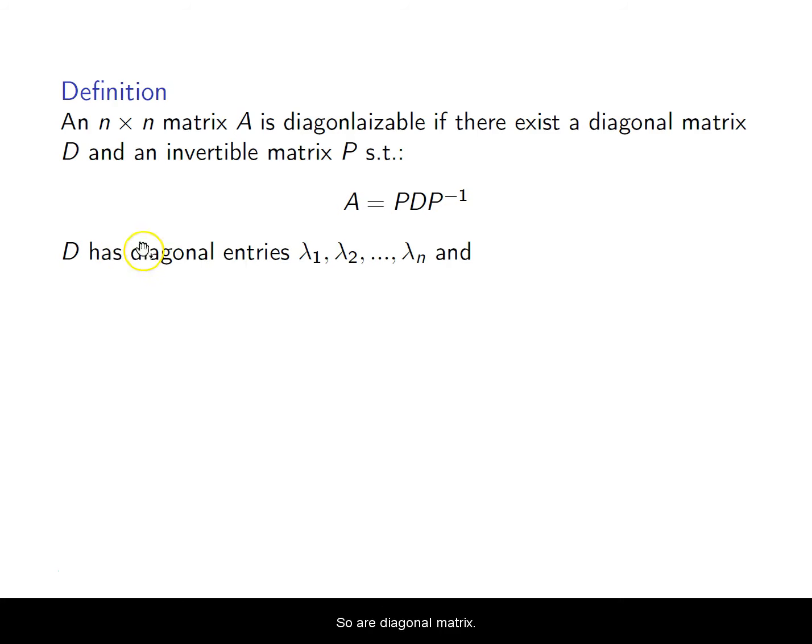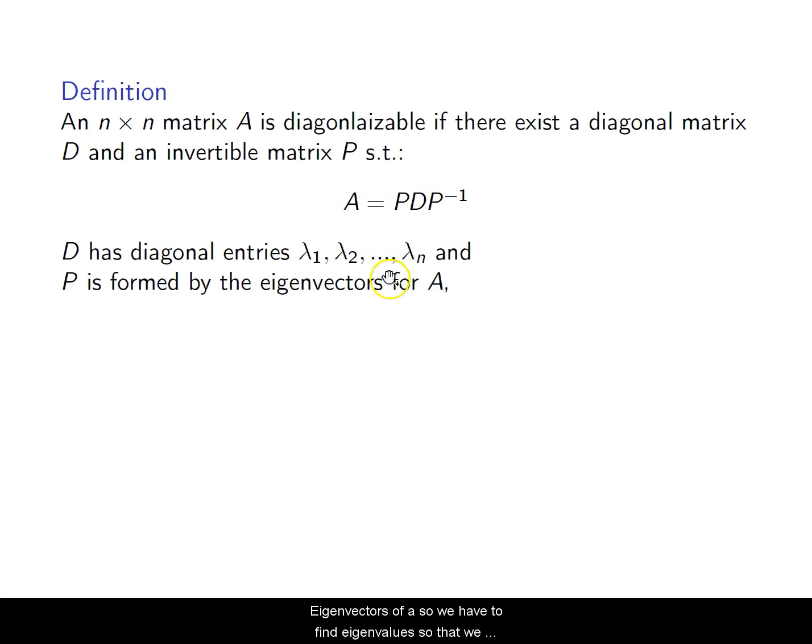Our diagonal matrix D has the eigenvalues of A along the diagonal, and P is made up of the eigenvectors of A. So we have to find the eigenvalues so that we can make the diagonal matrix, and then the associated eigenvectors are how we form the P matrix. Remember, the columns of P are linearly independent because those vectors make up a basis, so they are different from each other.